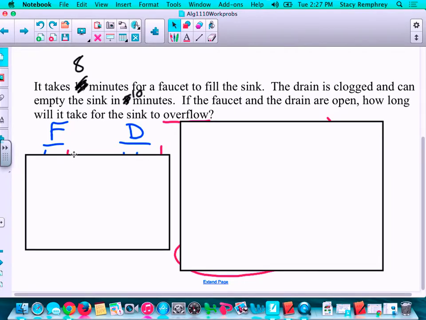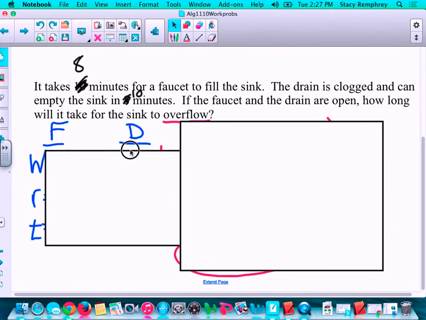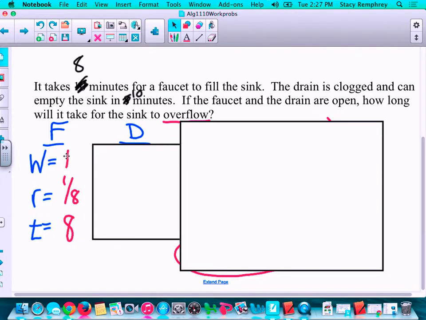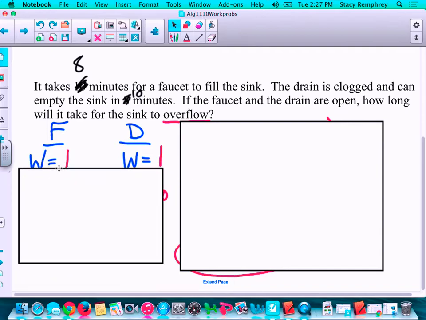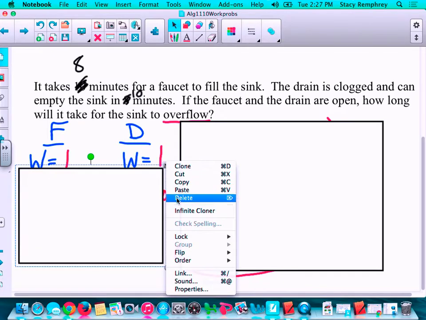So the faucet fills the sink. The drain is clogged and can empty the sink in 10 minutes. If the faucet and the drain are both open or both working, how long will it take for the sink to overflow? So I'm going to start here in the organization. Faucet, the work was 1, the time was 8, so the rate was 1/8. The drain is over here. I think you'd be pretty comfortable, I would think, with those ideas.